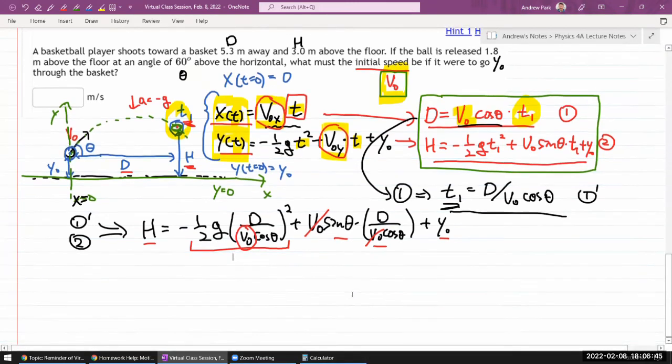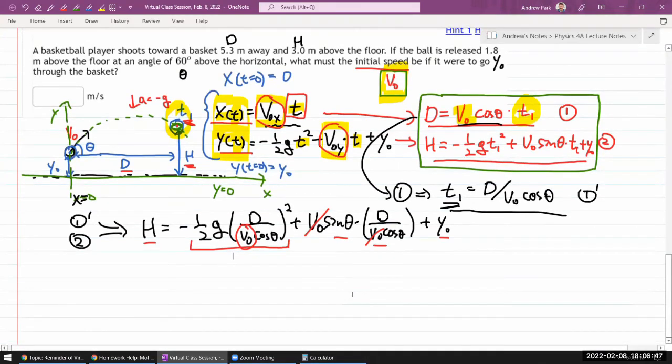Oh, I think I need to scroll down. My first goal is just to put this term by itself. I think if I move this to the left to get rid of the minus sign, and move everything else to the right, I'll have done that. So let me first do that. 1/2 g, and this thing here, d divided by v naught cosine theta.